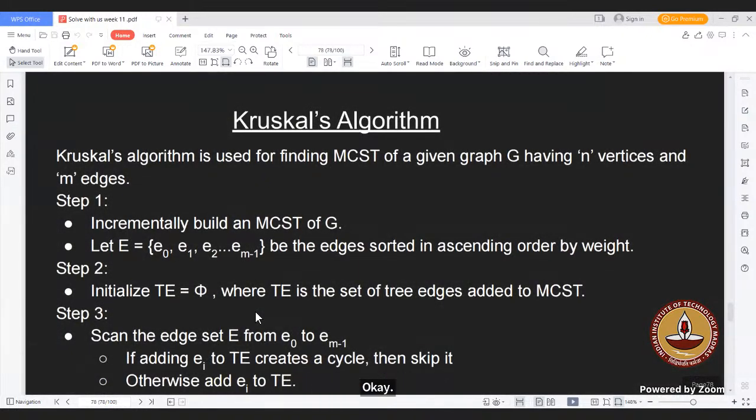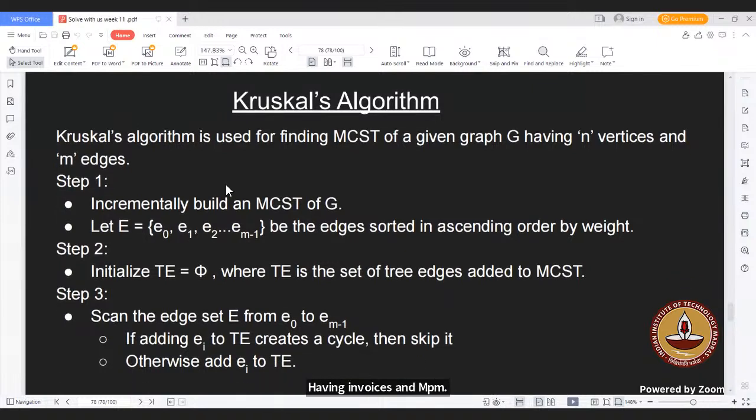Now we'll find the Kruskal's. What is Kruskal's algorithm? It is also used to find the minimum cost spanning tree of a given graph having n vertices and m edges. So we'll incrementally build a minimum cost spanning tree, similarly to what we did in Prim's algorithm. Let E be the edges in the given graph sorted in ascending order. So we'll just take the original graph and sort the edges in ascending order of weight. Everyone got what this step is?